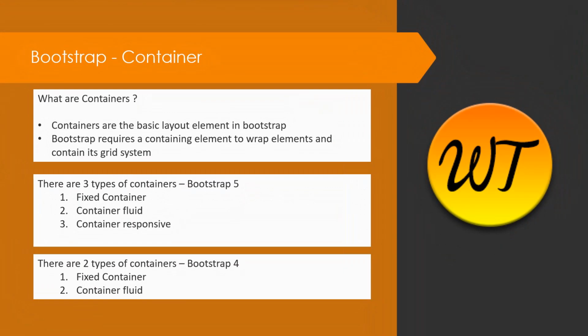What are Bootstrap containers? Containers are the basic layout element in Bootstrap. It's mainly used for the layout system. Containers are basically used to wrap content with some padding. In Bootstrap 5, there are three types of containers available: fixed container, container-fluid, and container-responsive. In Bootstrap 4, we have two types of containers: fixed container and container-fluid.